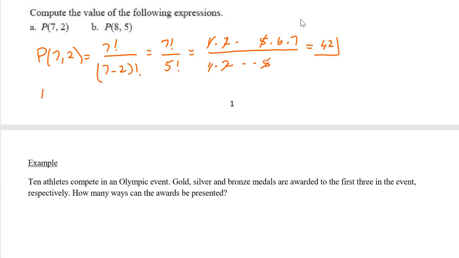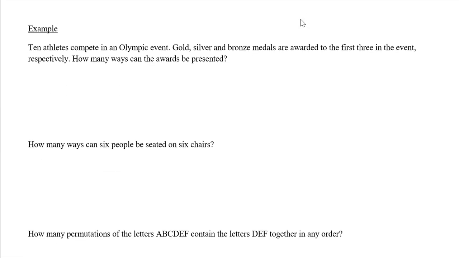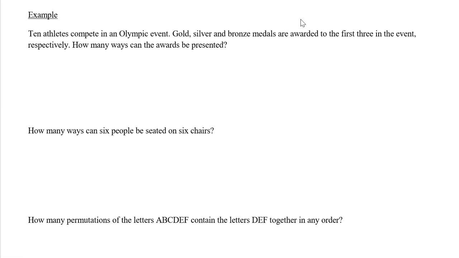And the other example is very similar. So 8 is n and r is 5, so 8 factorial divided by (8 minus 5) factorial. And again, do the calculation and it will be 6,720. Let's see an example here that deals with some scenario.